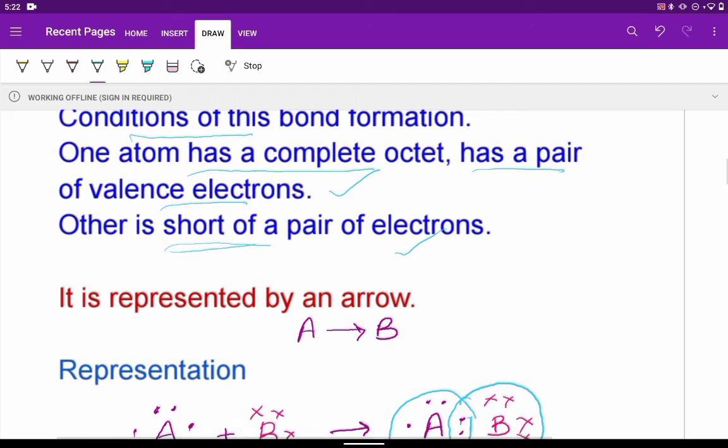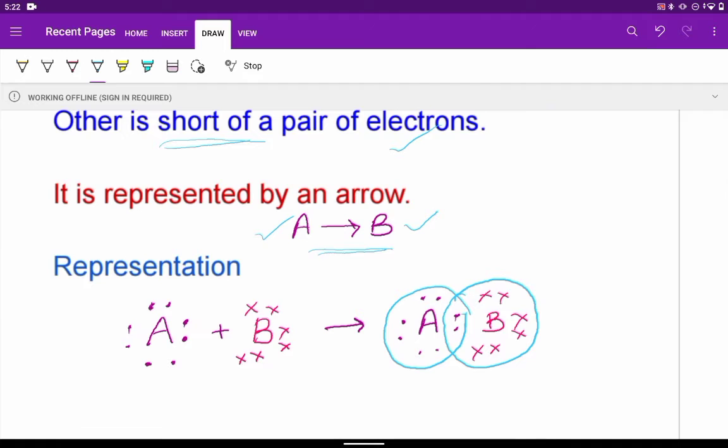This type of bond is represented by an arrow. So here you see the arrowhead is pointing towards B, so B is receiving the electron pair when the coordinate bond will be formed, and A is the donor. So A is the donor atom, B is the receiving one, so it is the acceptor. We can represent it in the form of A and B, generalized form of representation.